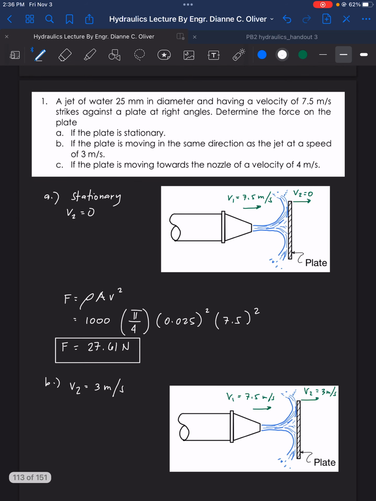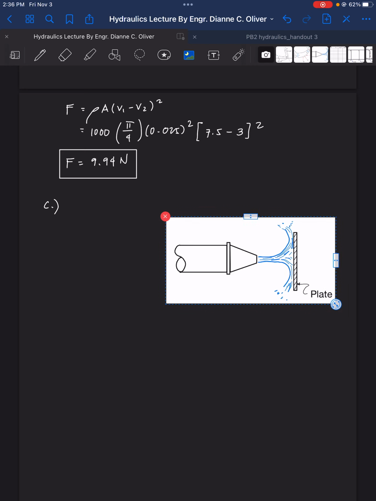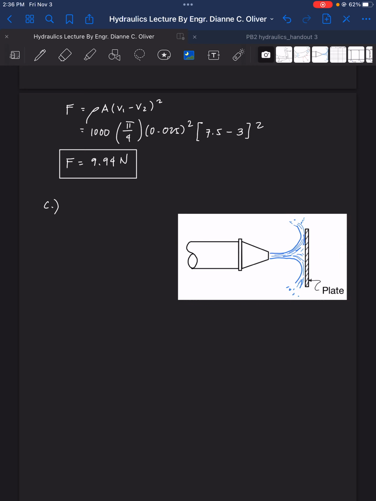Now letter C. If the plate is moving towards the nozzle at a velocity of 4 meters per second, the plate is moving opposite V1. So this is our V1 of 7.5 meter per second, and this is our V2 of 4 meter per second, negative. So V2 is equal to negative 4 meter per second.